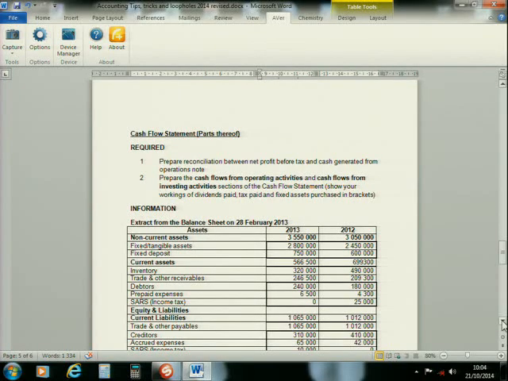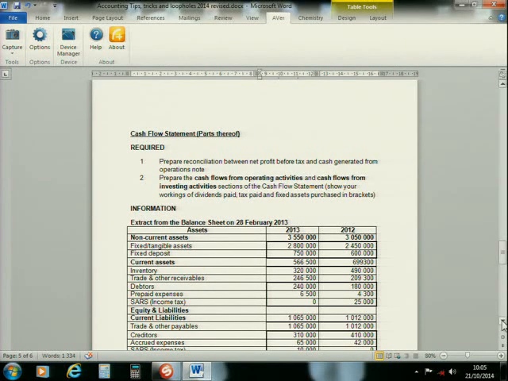What falls under cash flows from operations? There are very few things. One is cash generated through operating activities. That comes from the note that you normally refer to as the reconciliation between net profit before tax and cash generated through operating activities. We'll talk about that note a little later today.